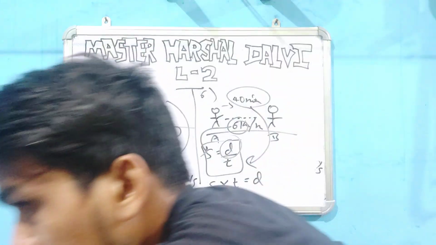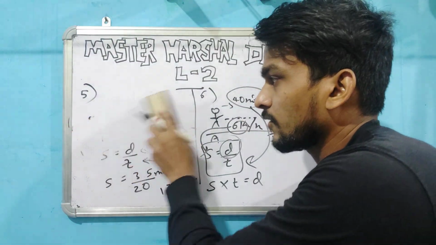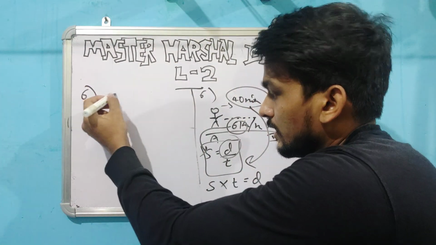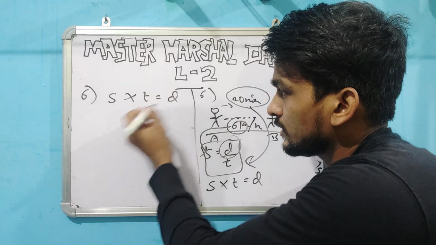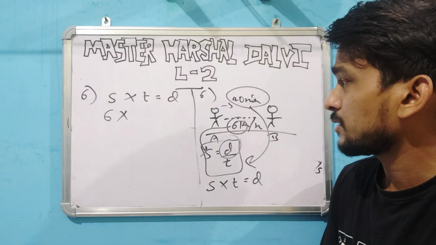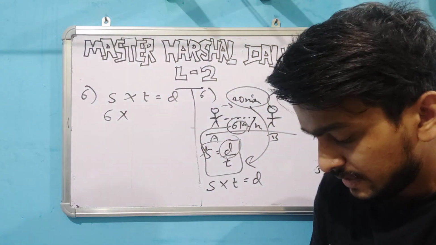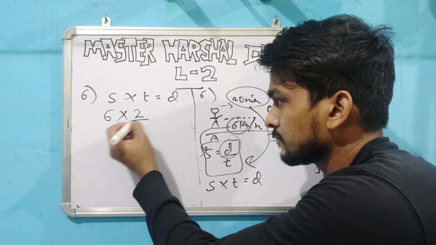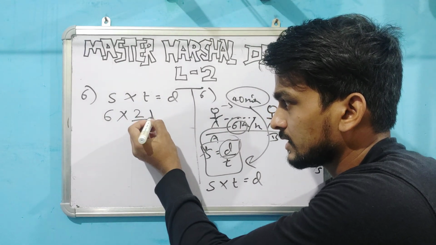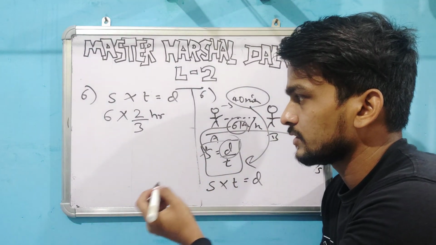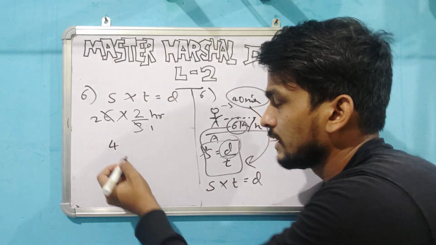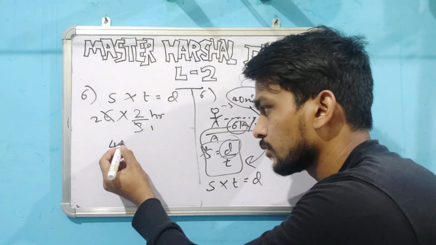Now the question is of your filling. So let us do the filling also. D is equal to S into T. Speed is 6, and for time, I am converting 40 minutes into hours, and then I will get 2 upon 3, that's the hour conversion. 3 ones are 3, 3 2s are 6, 2 2s are 4, and the 4 is the answer. 4 kilometer is the answer.